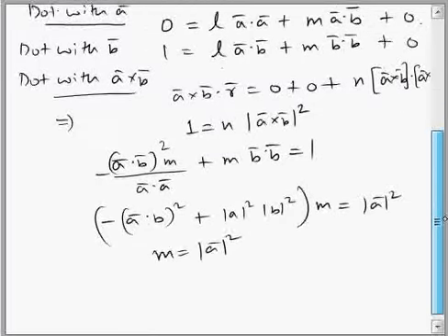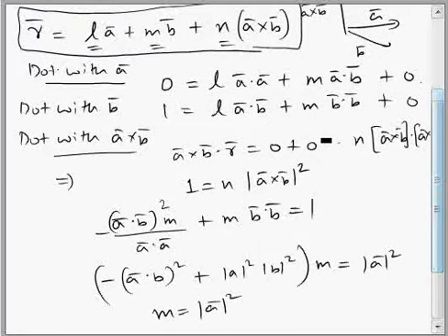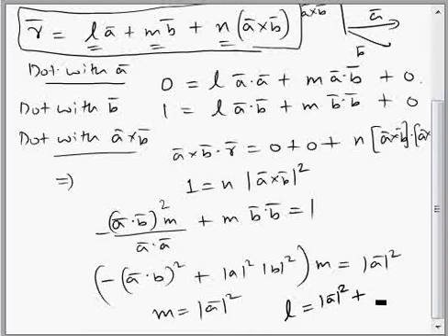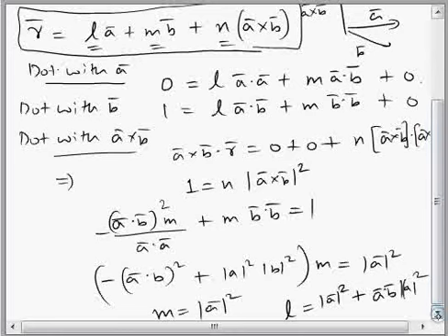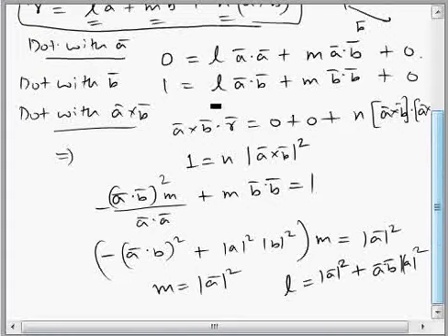Right, now after finding M, we can replace the value of M, mod a square, to get L. L is mod a square plus a dot b into mod a square. Fine, so we are able to find the values of L, M and N, and we replace here to get vector r.